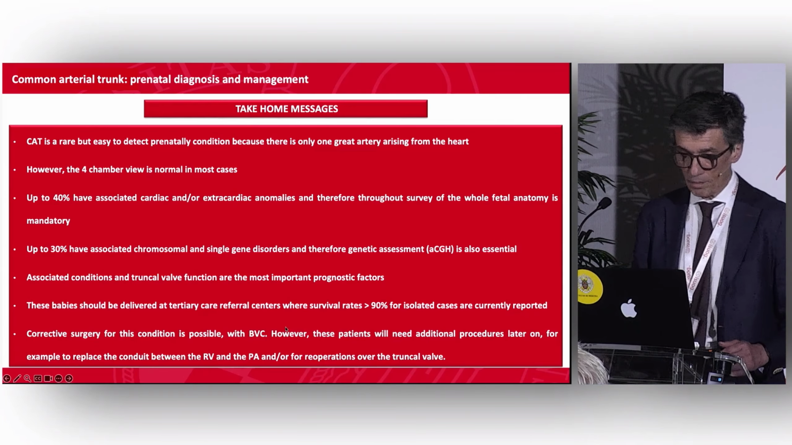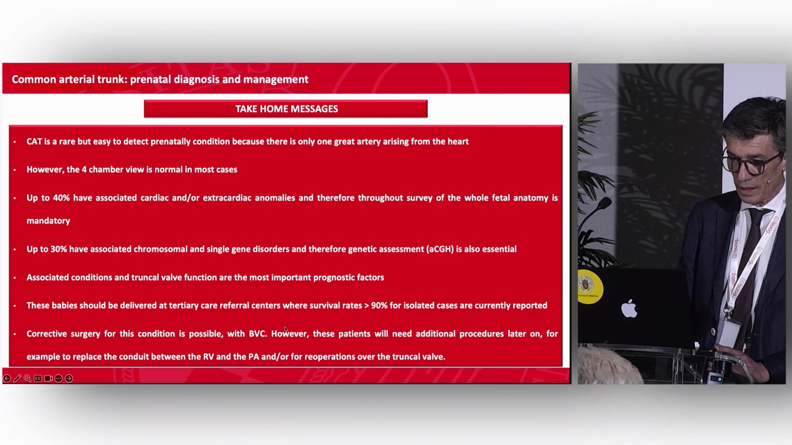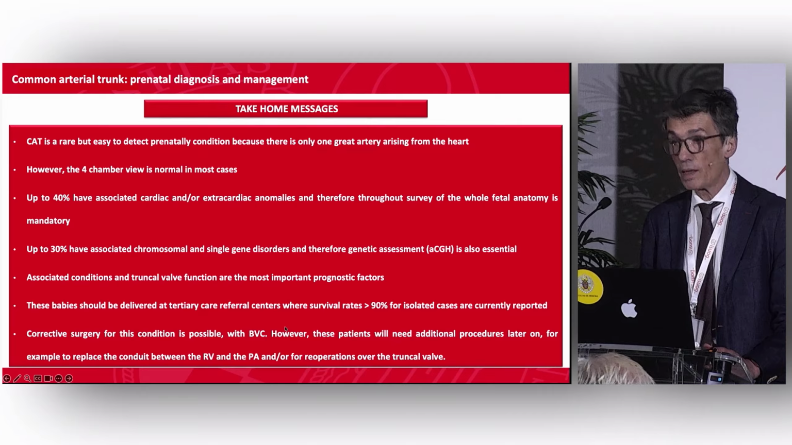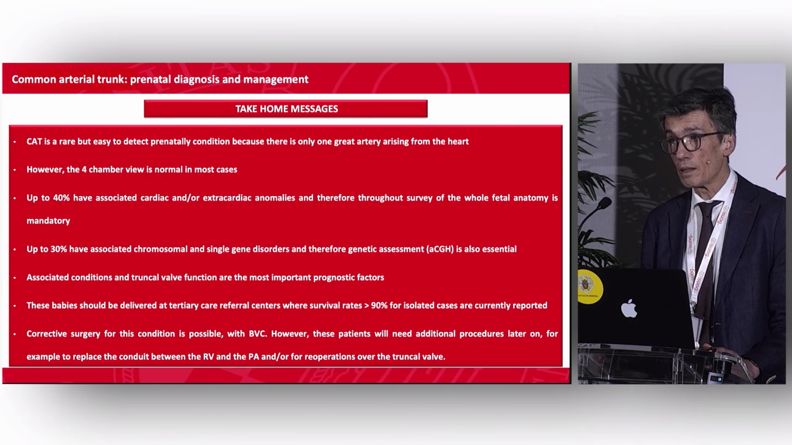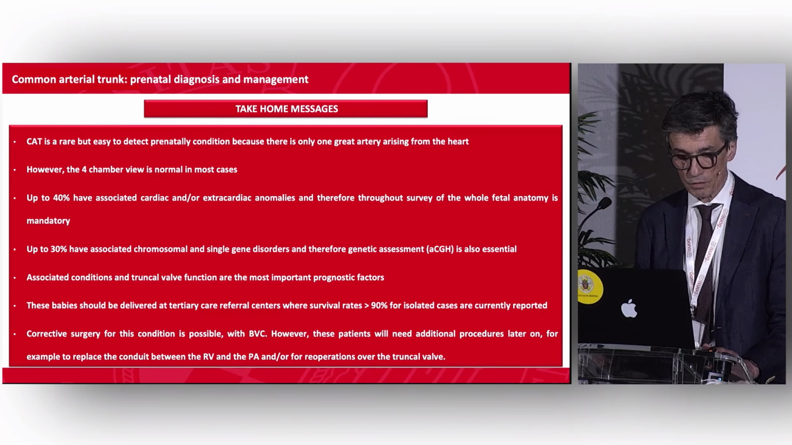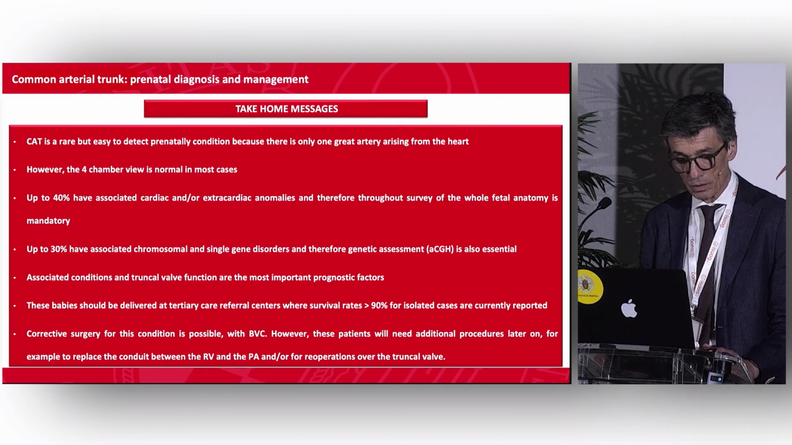So to conclude, my take-home messages are the following. Common arterial trunk is a rare but easy to detect prenatal condition because there is only one artery arising from the heart. However, the four-chamber view is normal in most cases, so this is a condition that you have to look for, because the four-chamber view will not tell you that there is a heart defect in this baby. Up to 40% have associated cardiac or extracardiac anomalies, and it is very important to know.